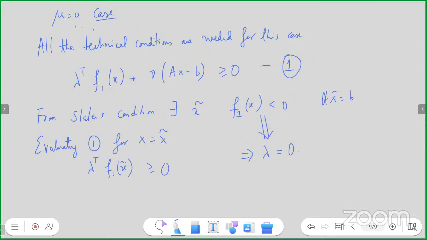To be clear, I'm just evaluating equation 1 for x equal to x delta, which gives me this. But x delta also satisfies the property of f1 of x delta. It's strictly less than 0. So the only way this can be true is when lambda in fact is 0. Now I want lambda equal to 0. There is no contradiction yet. Now what?